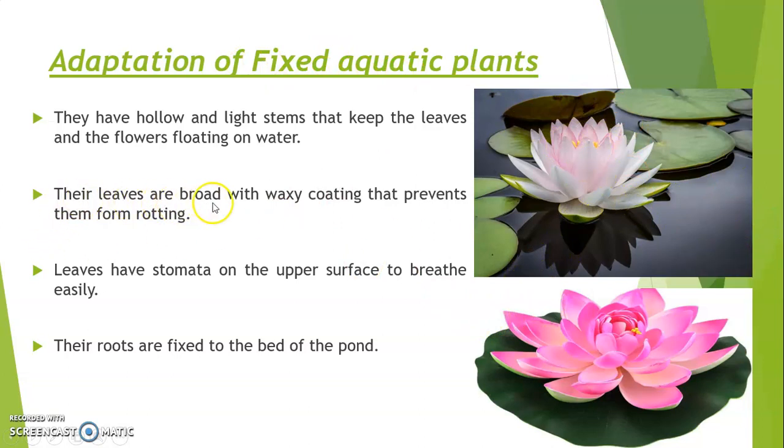Their leaves are broad with a waxy coating that prevents them from rotting. So these leaves have a waxy coat, which prevents any kind of damage or rotting.